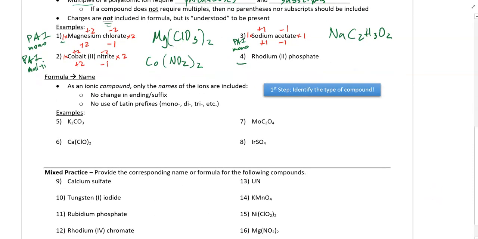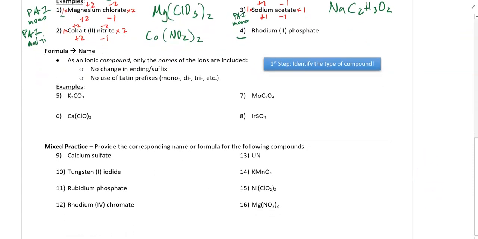Now, going from the formula to the name, though, this one actually ends up being pretty similar. So if you notice here, we're talking about ionic compounds. Only the names of the ions are included. So there's no change in the ending or suffix, really, because when we're talking about these polyatomic ions, they're already ions. They're not really anything that we have to convert. So as an ionic name, we just leave it as is. And then we don't use any Latin prefixes again. So no monoditride, none of that business.